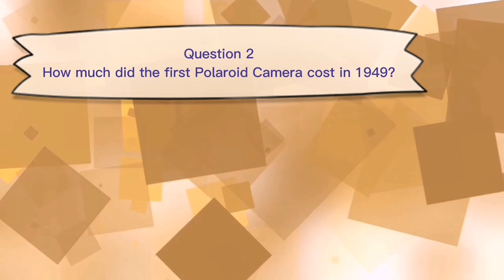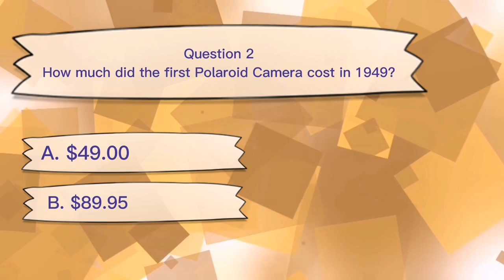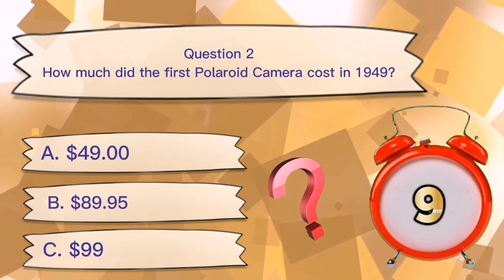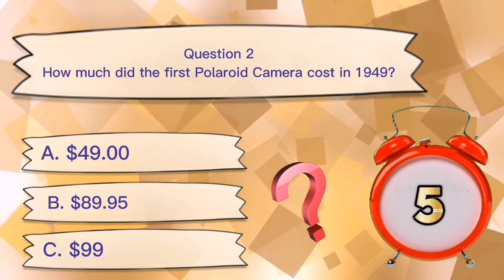Question 2. How much did the first Polaroid camera cost in 1949? A. $49, B. $89.95, or C. $99? B.